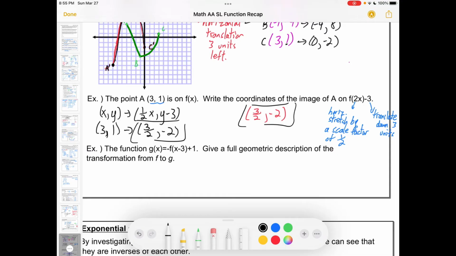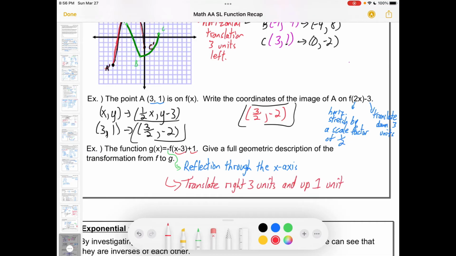The other thing we might be asked for is to give a full geometric description of the transformation, and we've been doing that in the last 2 questions. So let's just take a look here. We've got g(x) is negative f(x minus 3) plus 1. So what do these things tell us? They tell us that we have an x-axis reflection, or maybe a nicer way to say that is a reflection through the x-axis. And then we're heading to the right 3 and up 1. So let's use nice terminology here. Translate right 3 units and up 1 unit.